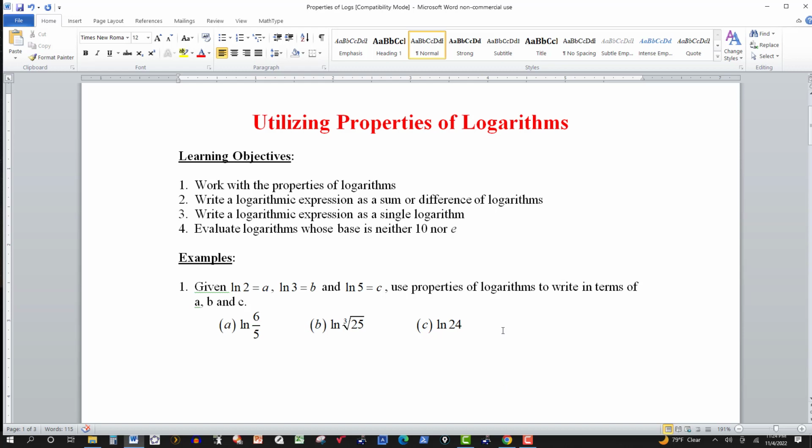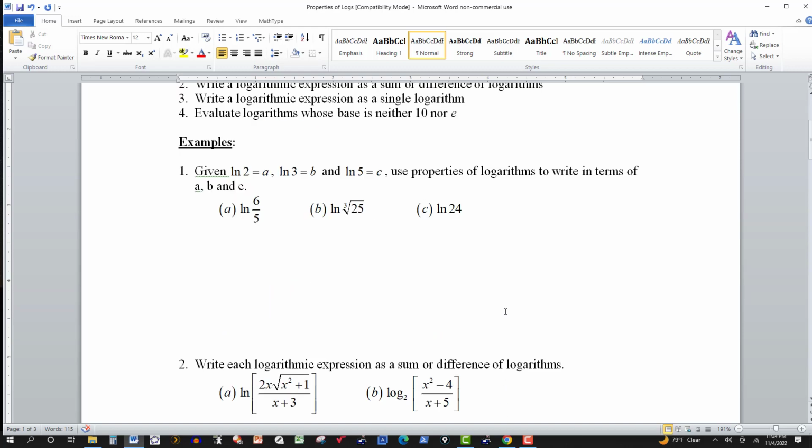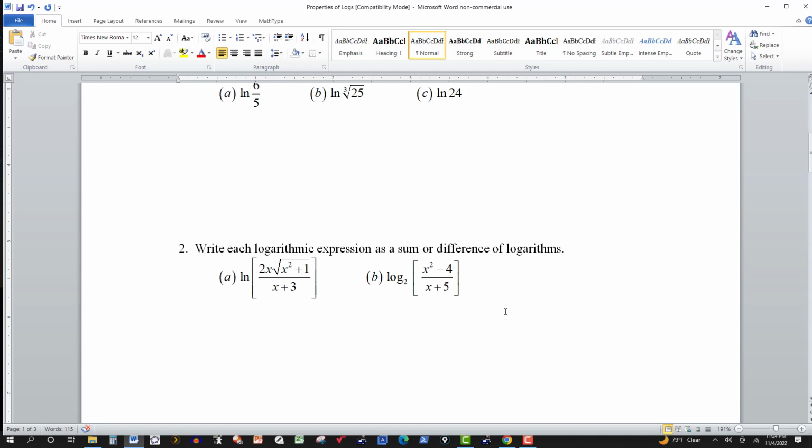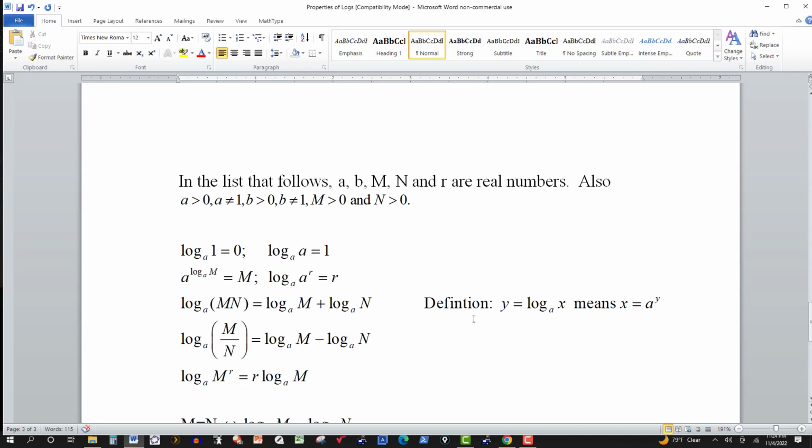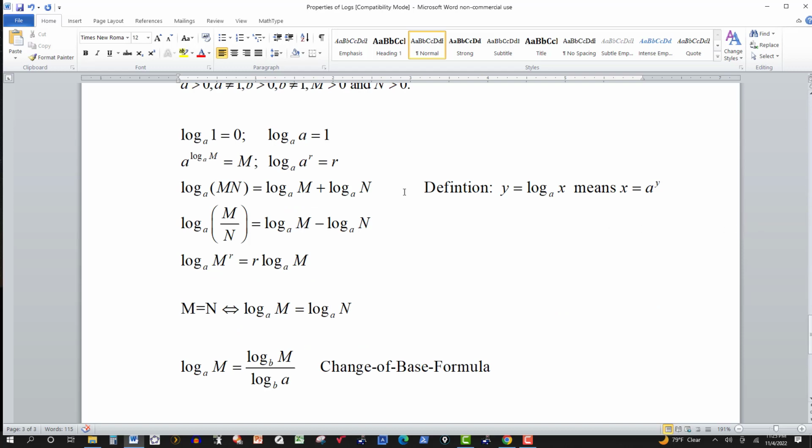So let's look at the properties. I've done some problems using properties before, and I've shown you the actual properties. So let me just go ahead and show you the properties here. In the list that follows, a, b, m, n, and r are real numbers. a has to be positive, cannot be 1. b has to be positive, not equal to 1. m has to be positive. n has to be positive. So those are your main properties right there.